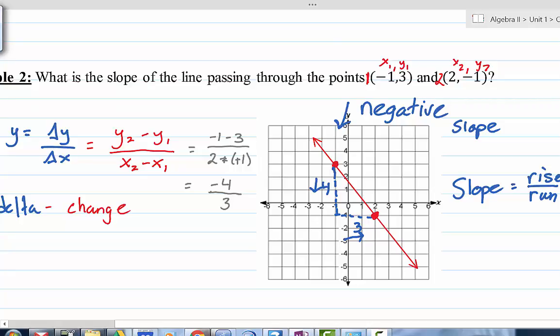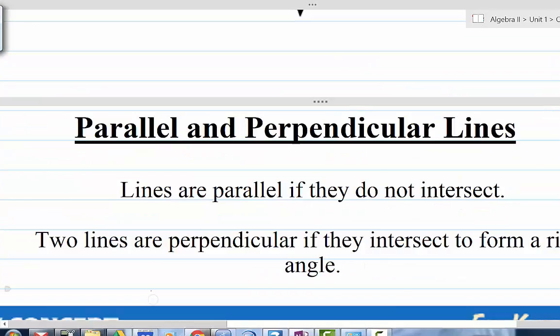That's 2 plus 1, which is going to be 3. Notice we ended up with the same exact slope. So you can do it graphically or algebraically. Now, if you have parallel or perpendicular lines, that says something about the slope as well.